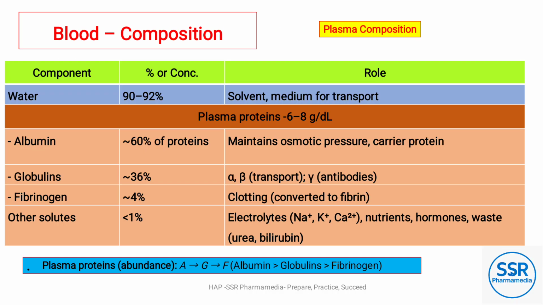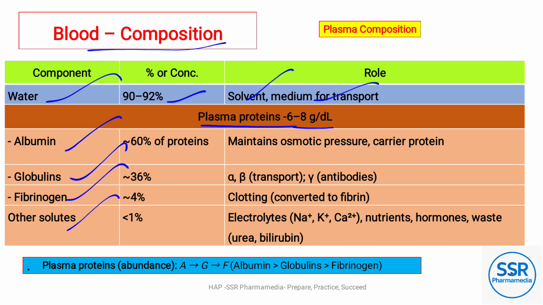So once again we will discuss the blood composition. Water is a major part of the blood, making up about 90 to 92% of the plasma. Its main role is to act as a solvent and a medium for transport. The remaining is plasma protein, 6 to 8 grams per deciliter. In this plasma various plasma proteins are present: albumin, globulin, fibrinogen and other solutes.